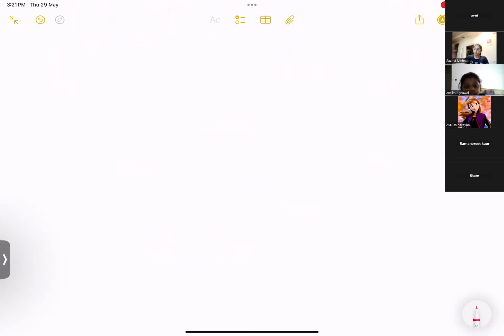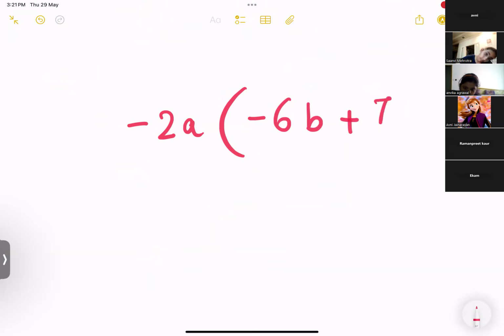One more question. Everyone, Ayantika. Minus 2a minus 6b plus 7c. Solve it.